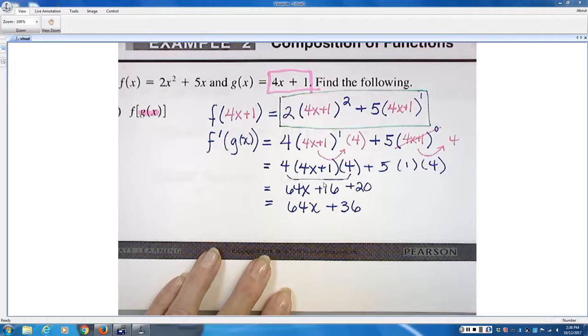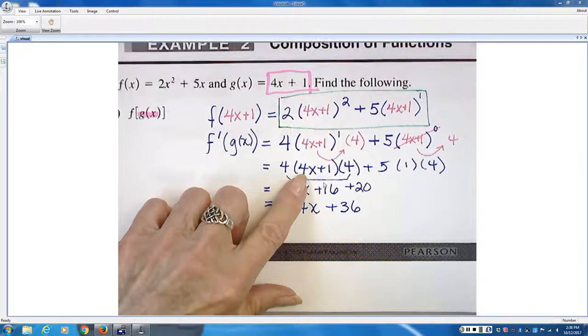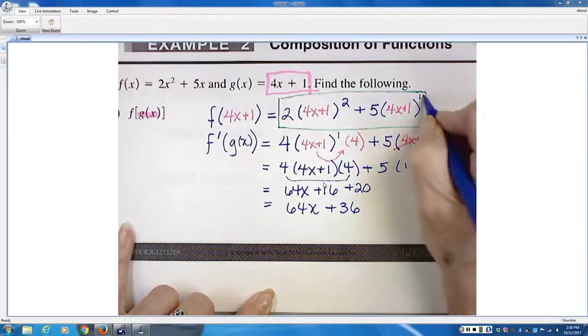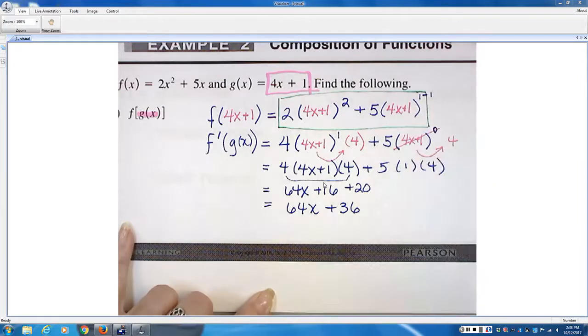So how come you take out the 4x plus 1? You tossed it out. Oh, this, because it's raised to the 0 power. When you take 1 minus 1, it becomes 0 power, and anything to the 0 power becomes 1. Okay? It doesn't become 0, it becomes 1.